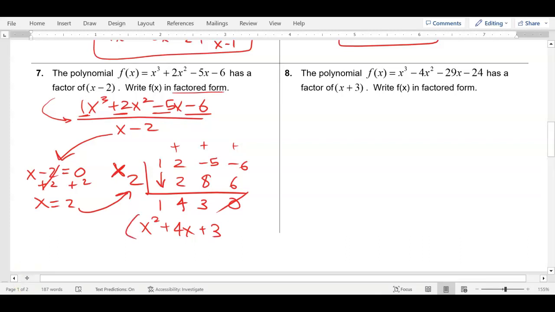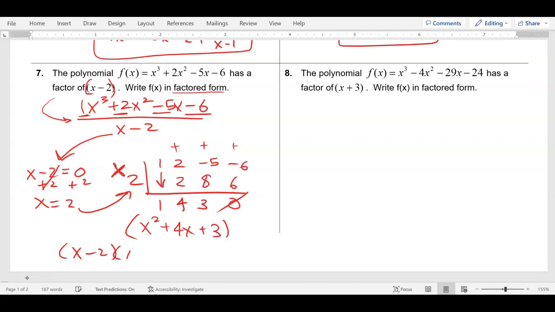All right, so we have this as part of the factored form, and then this as the other part. So we're going to have x minus 2, and then x squared plus 4x plus 3. Now you could further factor this trinomial. I know I was out when we were doing factoring, so you could just stop right there for the sake of this test. So you divided, and then you just wrote it out. We're going to do the same thing over here.